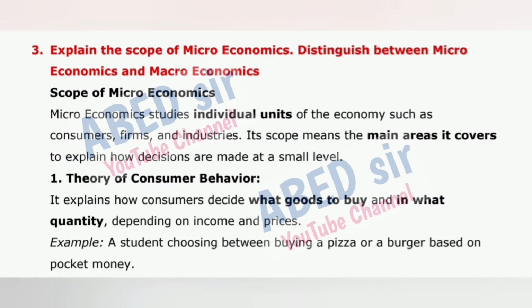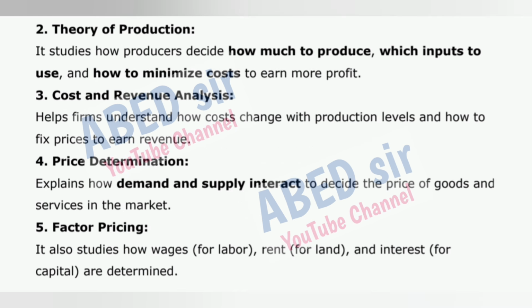1. Theory of consumer behavior. It explains how consumers decide what goods to buy and in what quantity, depending on income and prices. Example, a student choosing between buying a pizza or a burger based on pocket money. 2. Theory of production. It studies how producers decide how much to produce, which inputs to use, and how to minimize costs to earn more profit. 3. Cost and revenue analysis.